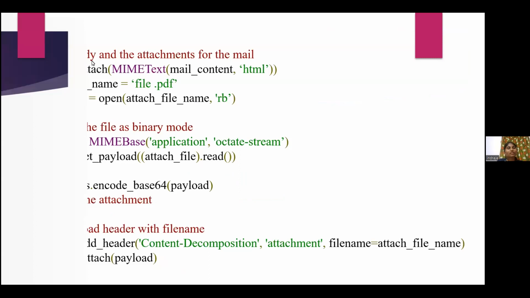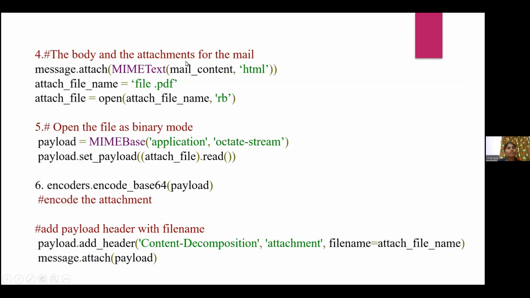Here, step 4, the body and attachments for the mail. Use dot attach to attach the mail. For the mail content, I used HTML format, so I kept HTML here. We need to keep whatever the message format is, and the file name. The file name should be in the format with the extension of the type of the file.